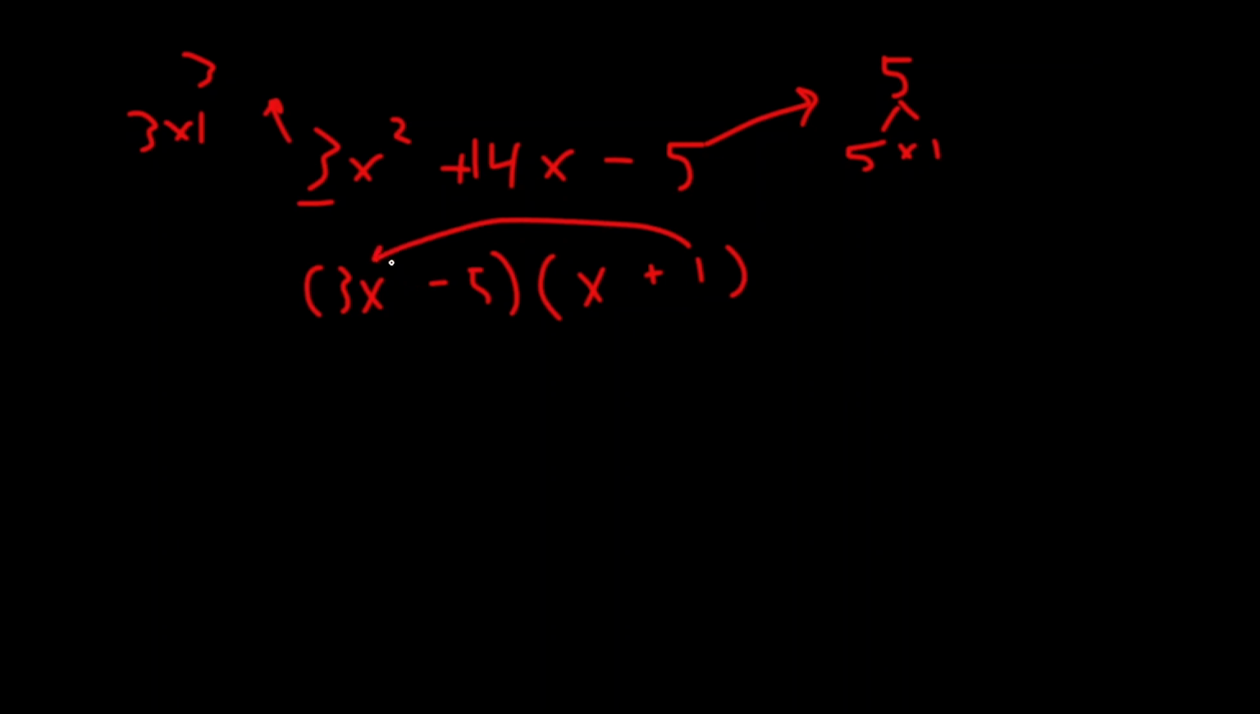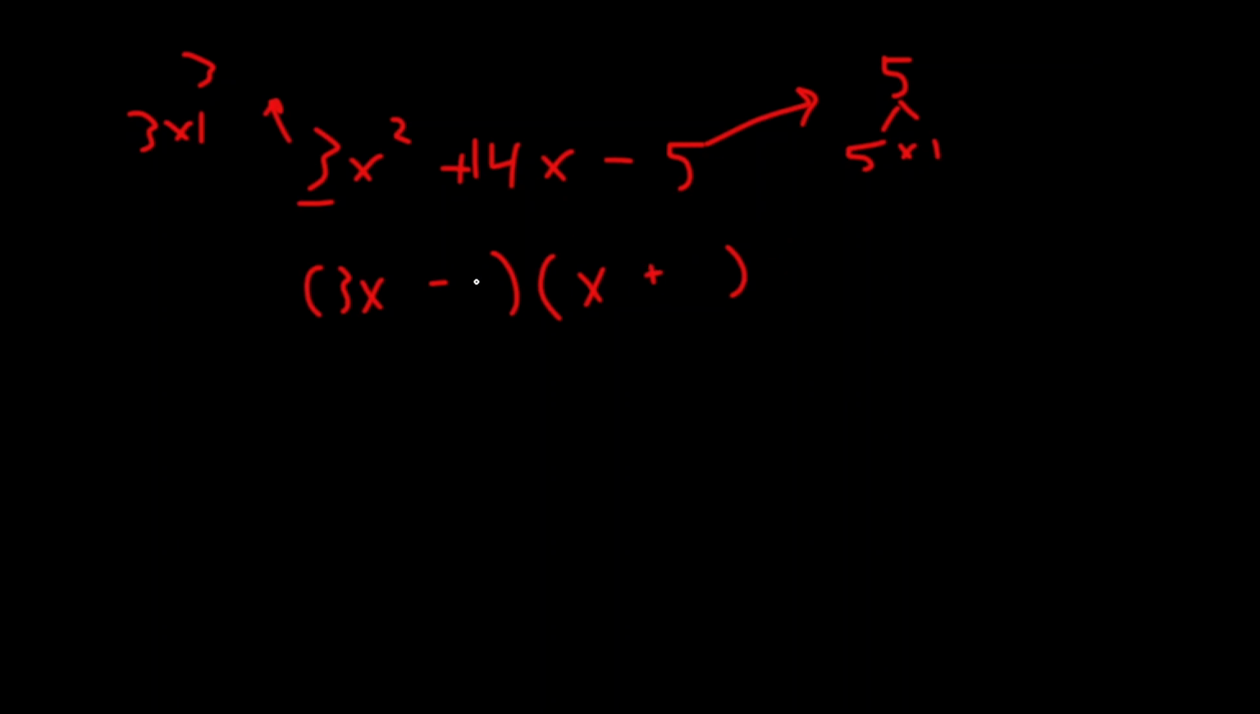This 1 multiplies times the 3x to become 3x, and this negative 5 times the 1 equals negative 5x. When you add the 3x and the negative 5x together, you get negative 2x, which does not equal 14x. So let's try something else.